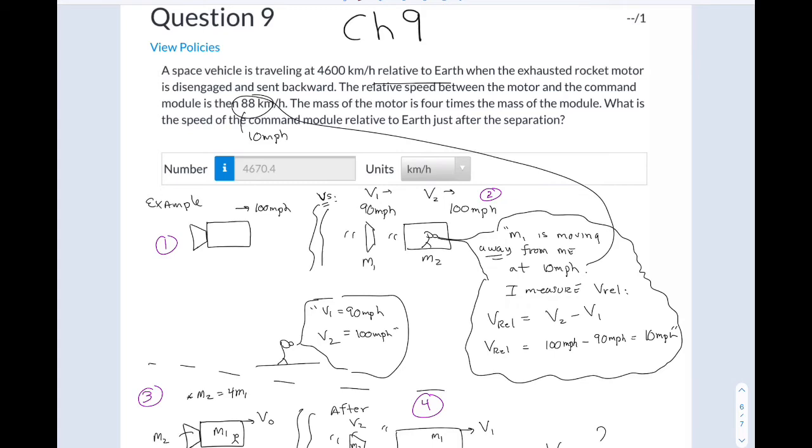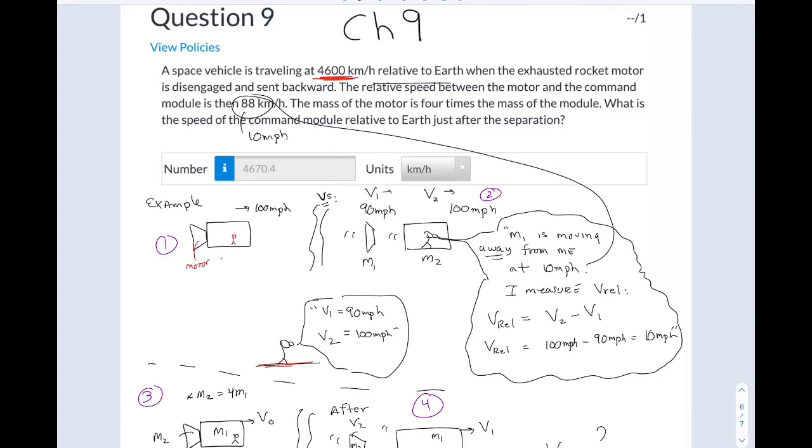All right, this one is number 9. I had to go through a couple of arguments here to figure out how to use the velocities given. I have a space vehicle. They gave me the speed of the space vehicle with respect to the Earth. Think of it as a person standing on the ground watching an airplane going by at that speed. Forget that it's in space. And then this is the module, the person in the module.